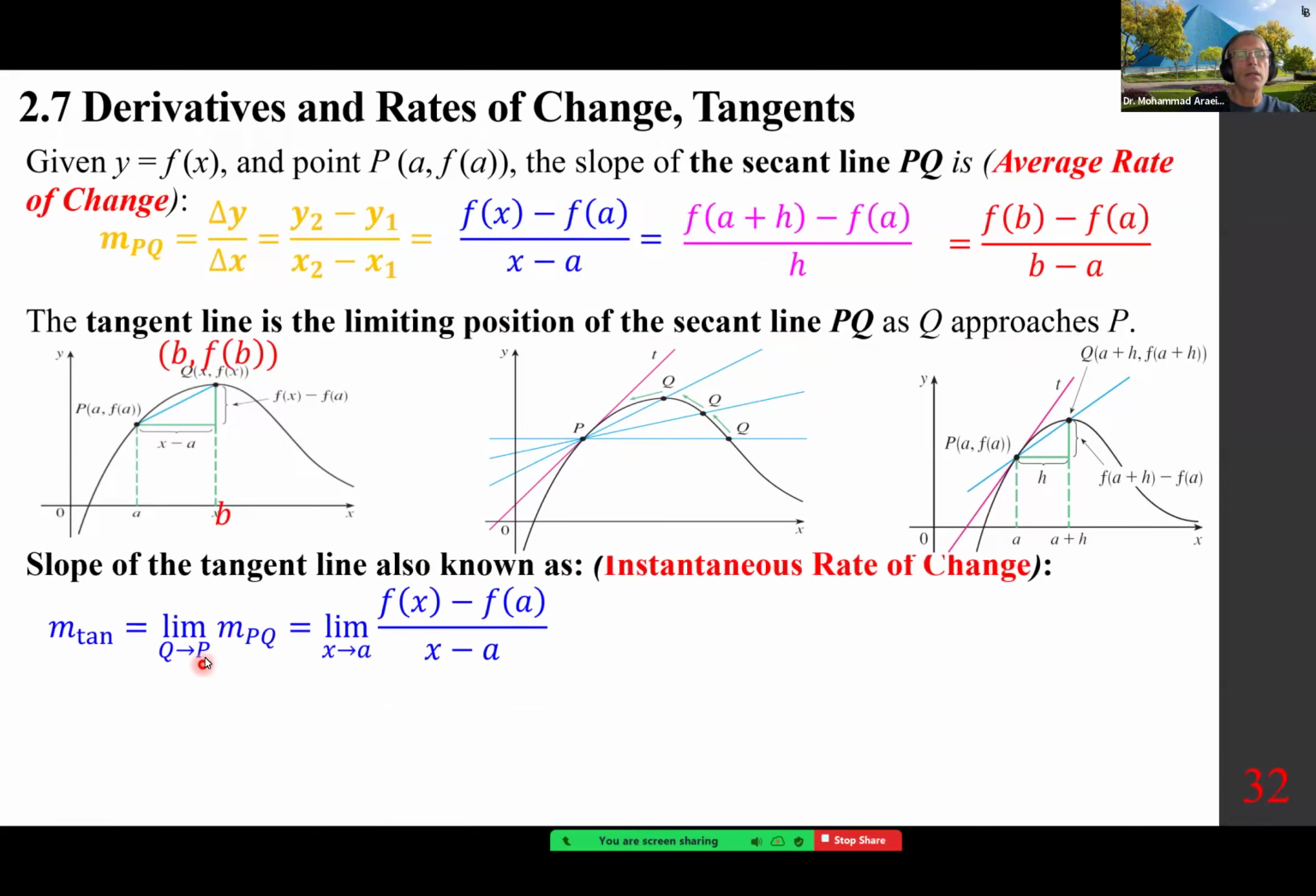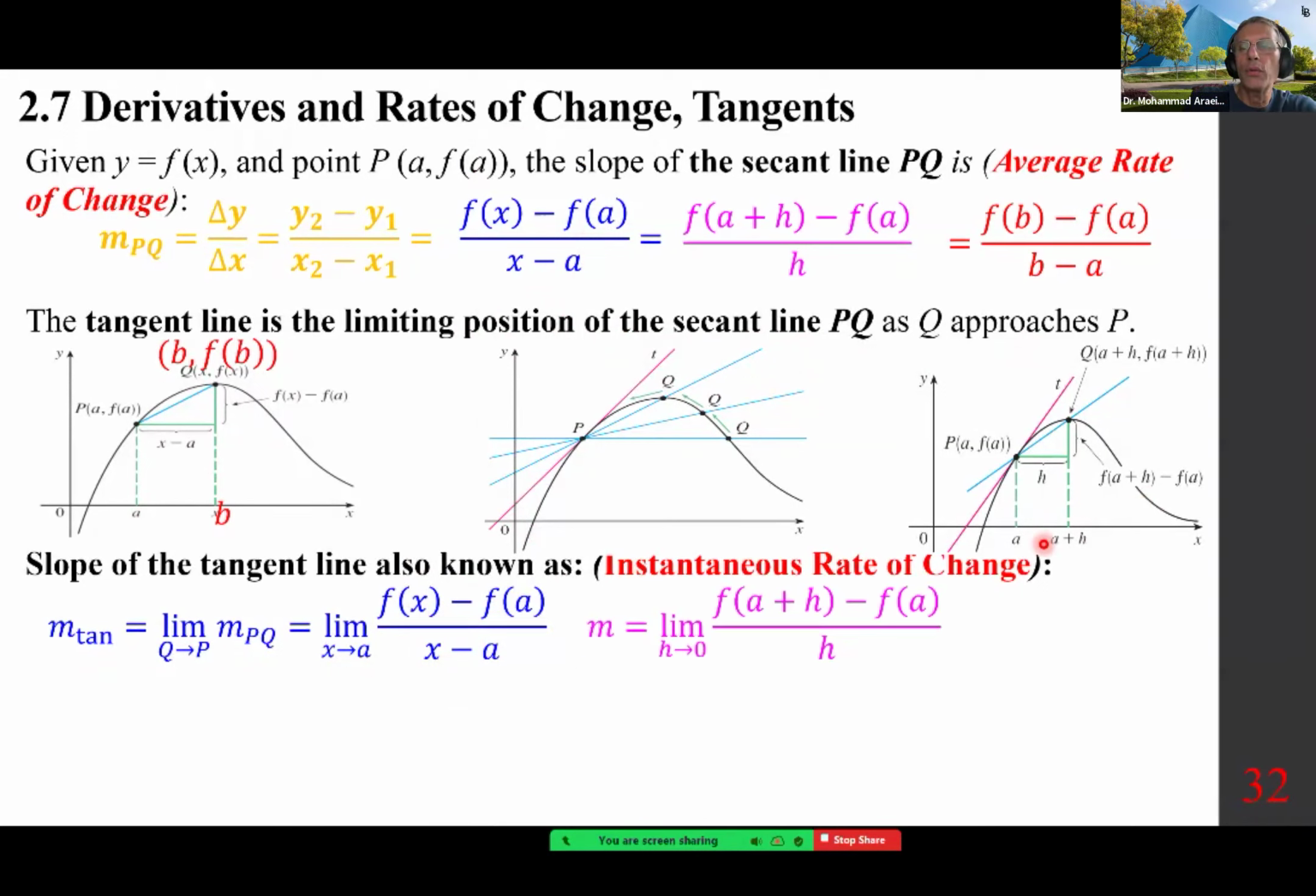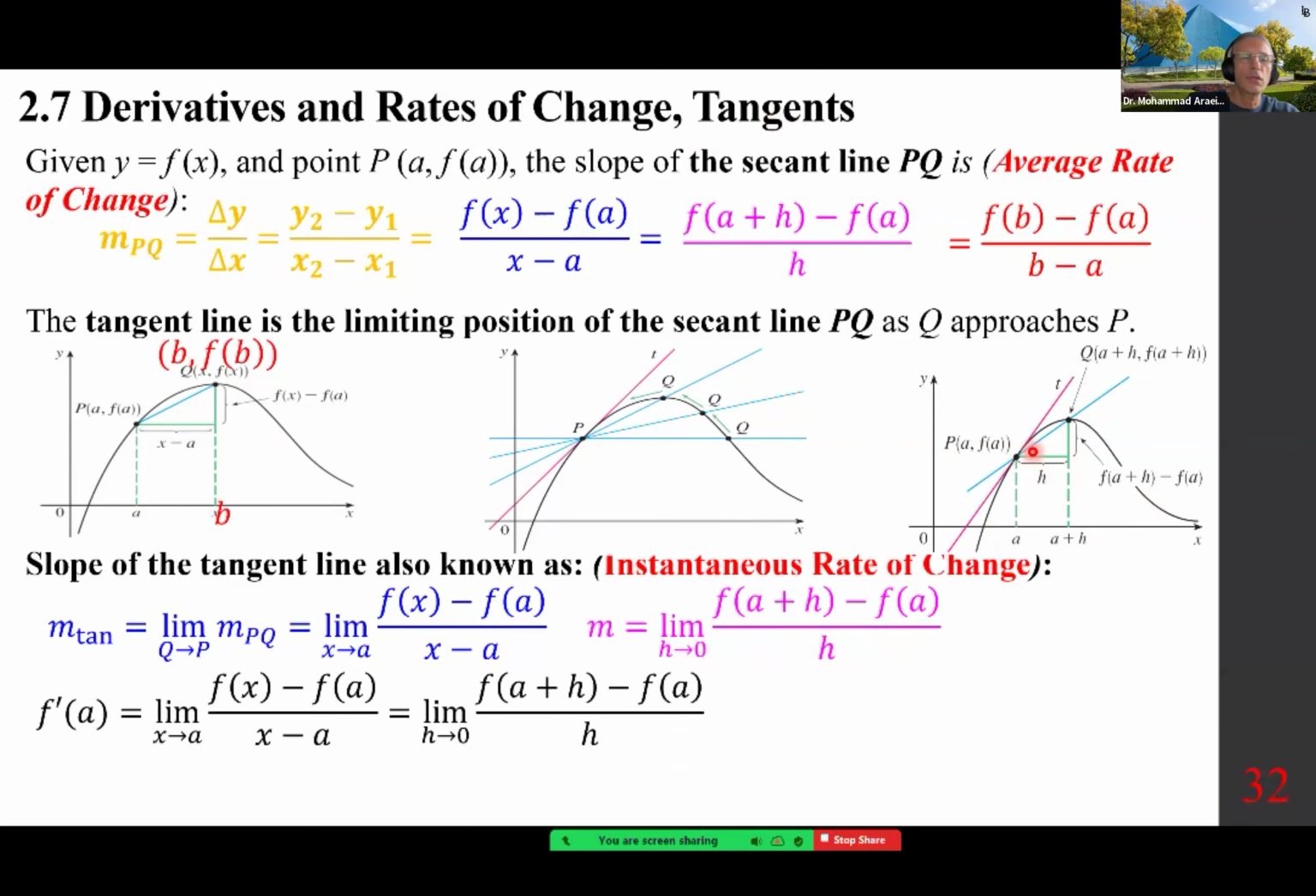So the slope of this PQ as Q approaches P, or the limit, if you go with this one, the limit of f of x minus f of a over x minus a as x approaches a. If we go with this one, the same thing, the limit as h approaches 0. Now, of course, this one is the slope of a tangent line, also known as the instantaneous rate of change, also known as the derivative f prime at x equals a.